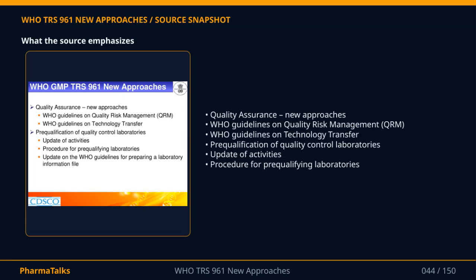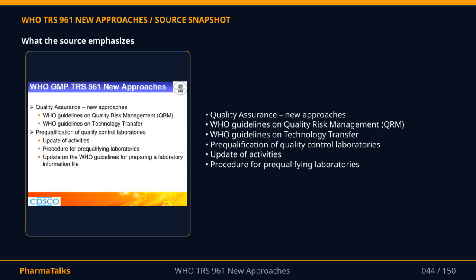On this slide, we're focusing on the new approaches outlined in WHO TRS 961. The source emphasizes several key areas starting with quality assurance, highlighting innovative methods to ensure product safety and efficacy. Another crucial point is the WHO guidelines on quality risk management, which help organizations identify and mitigate risks throughout the production process. Additionally, the guidelines on technology transfer are designed to facilitate smoother and more effective transfer of technologies between entities, ensuring consistency and quality.